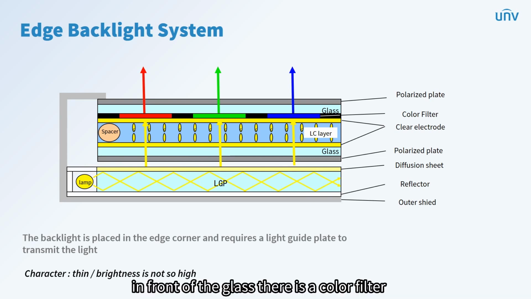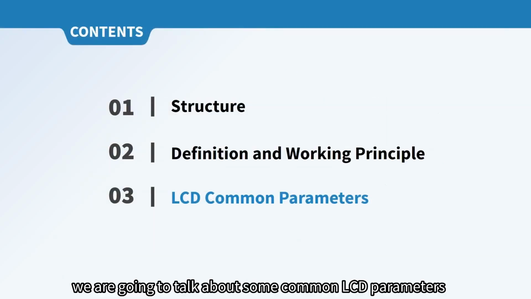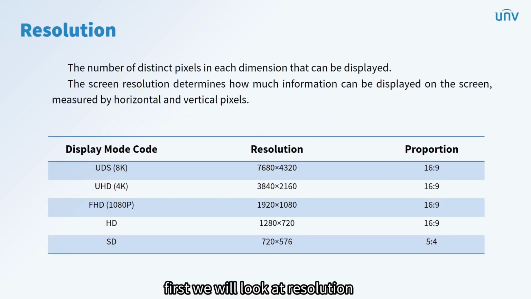In front of the glass, there is a color filter. With the help of the color filter, the light will be transformed into different colors. Thirdly, we are going to talk about some common LCD parameters. First, we will look at resolution. It's a very common parameter, no matter for cameras or for LCDs.